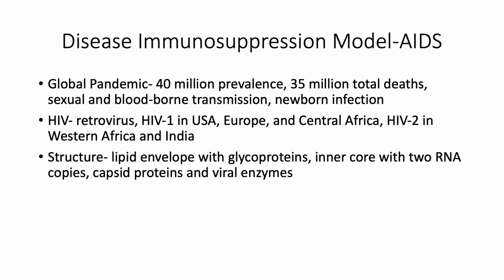The disease immunosuppression model to cover is AIDS. This is a global pandemic, with 40 million prevalence and 35 million total deaths to date. There's sexual and bloodborne transmission, and of particular interest is infection in newborns. HIV is a retrovirus. There's HIV-1 in the USA, Europe, and Central Africa, and HIV-2 in Western Africa and India. The structure is a lipid envelope with glycoproteins. The inner core has 2 RNA copies, capsid proteins, and viral enzymes.